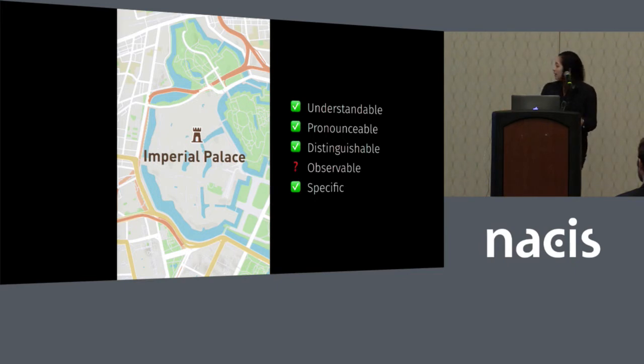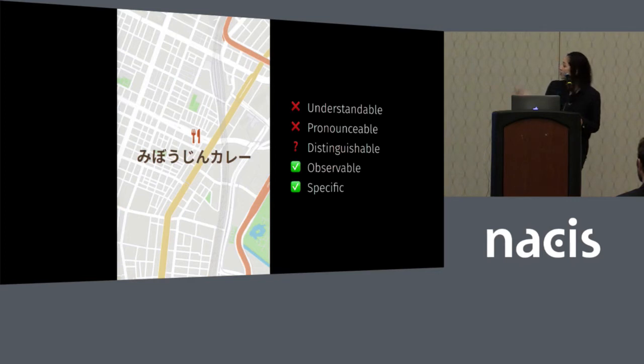And so here is, again, our label for Imperial Palace, and it really hits most of the boxes. It's maybe questionably observable because the English name is pretty well established. You can find it online. You can find it on the ground signage, but it's definitely not as observable as the local Japanese name. So this Japanese name for this restaurant, it is observable on the ground. That's likely the name that's on the store itself. It is specific, but for an English reader, it's probably not very understandable or pronounceable, or maybe even distinguishable from other labels, depending how familiar you are with the visual representation of Japanese scripts.